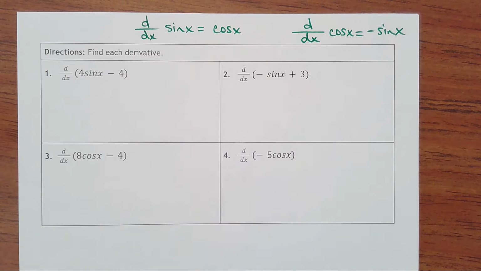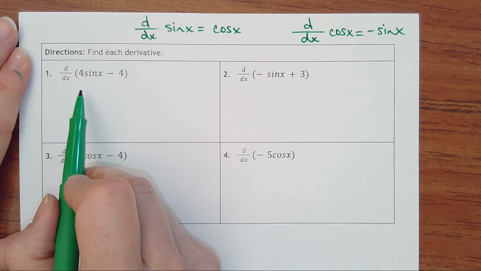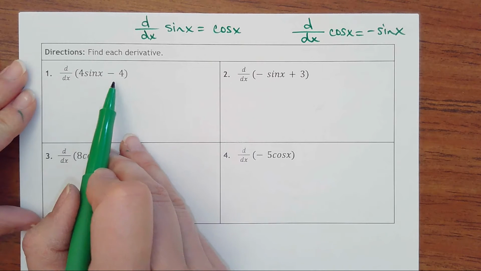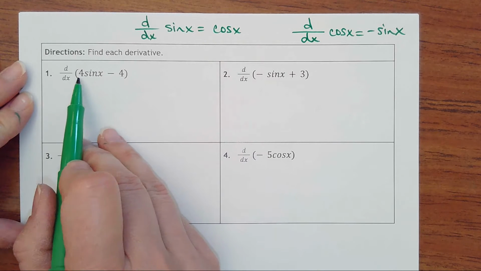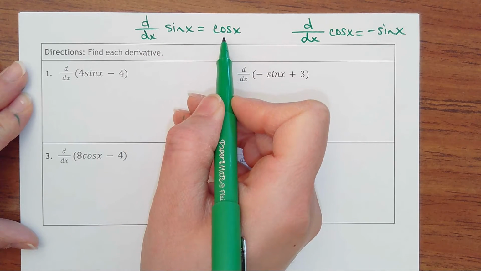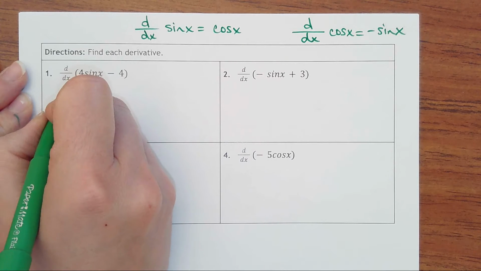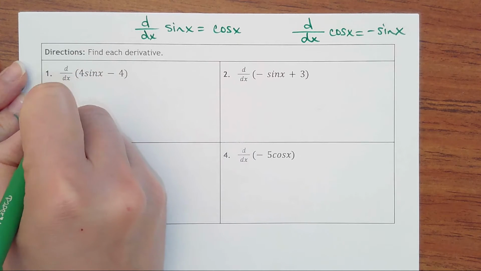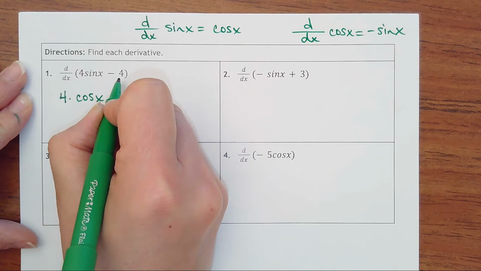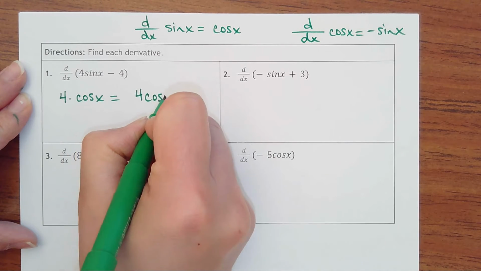Now that we know the trig derivatives, let's try to apply them to actually find derivatives of trig functions. So we want to find the derivative of 4 times sine of x minus 4. Treat this as almost like a polynomial, where this is a term and this is a term. We know that the derivative of sine is positive cosine. So if I'm going to find the derivative of this, we would take 4 times the derivative of sine, which is cosine. And then remember that constants go away. So I get 4 cosine of x as my derivative.